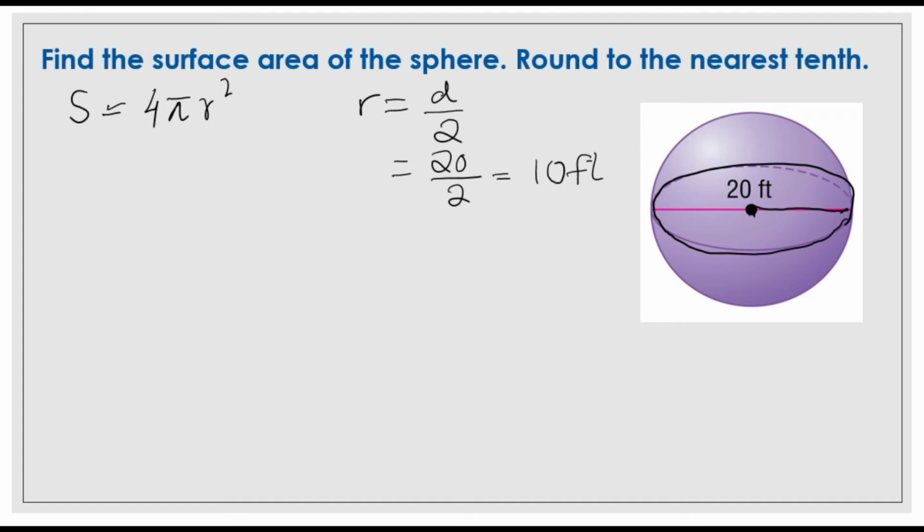Now just substitute into the formula to find the surface area of this whole sphere. 4 pi times 10 squared. I use the calculator to find this value. This is going to be 1256.6, rounded to the nearest tenth, and this is a surface area, so it should be feet squared.